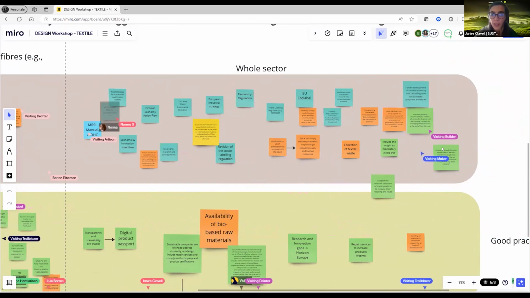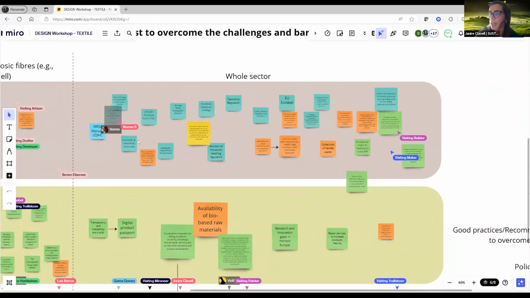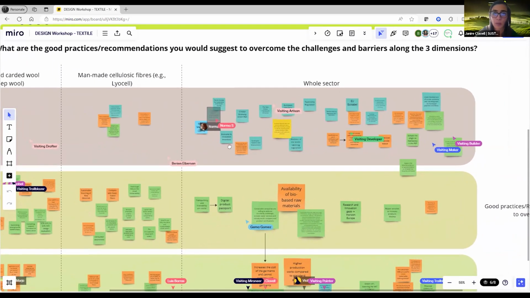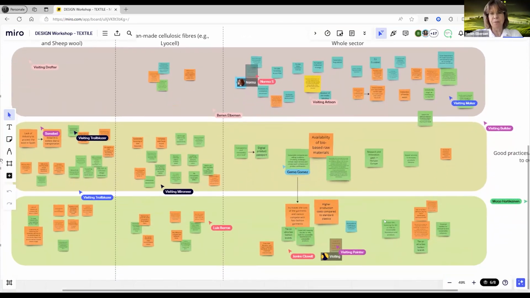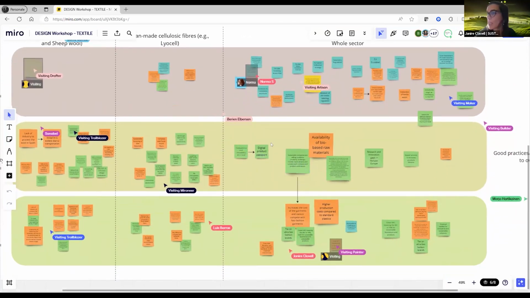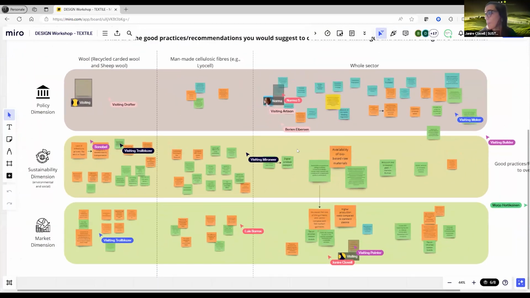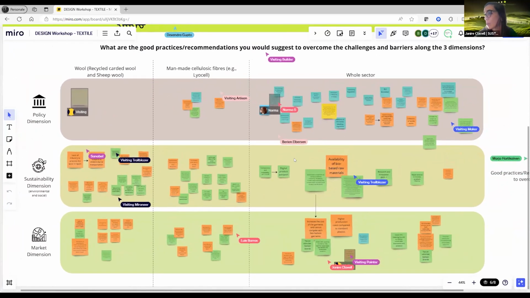Yeah, I have added this in the Miro board, this tax on ultra fast fashion brands, which was proposed by Gemma Gomez. It's in the debate also. I don't know, Gemma, if you want to say something, but I see it as a really important issue to be covered.